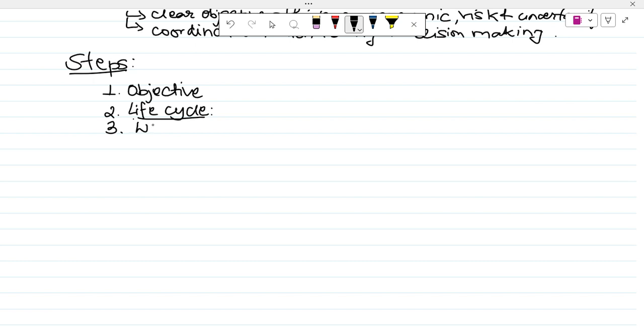Work breakdown structure is done. We take a large work, we divide it into smaller works and further into smaller tasks. This is work breakdown structure, and this is done during the project planning phase.